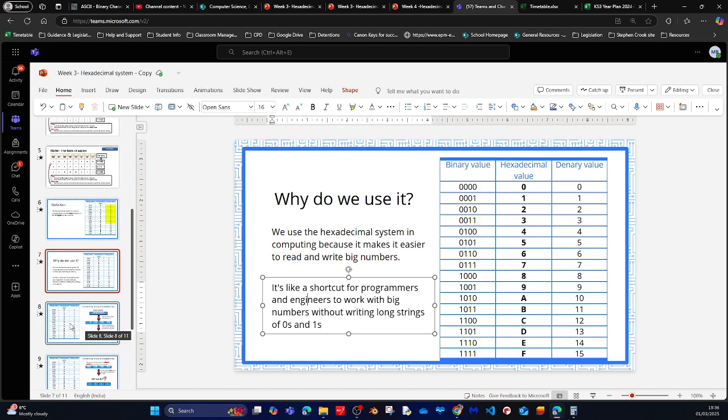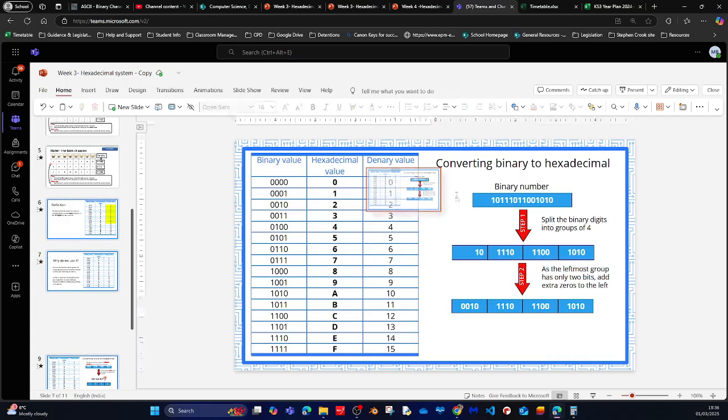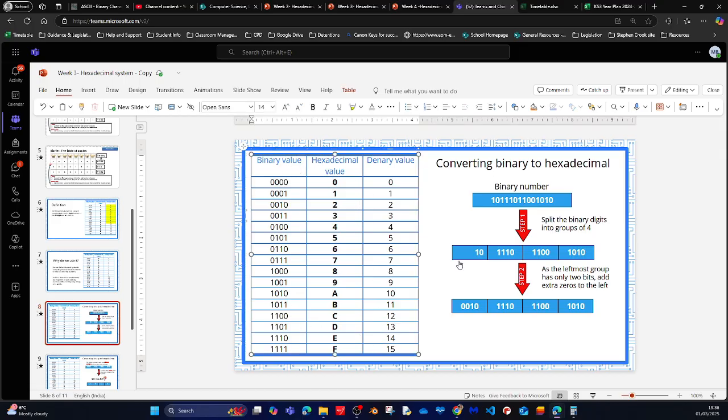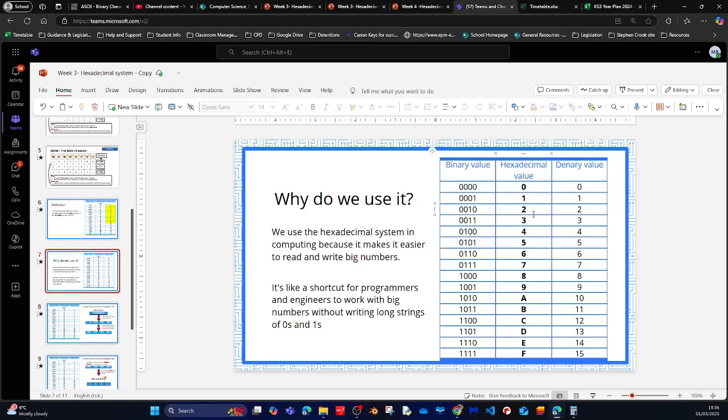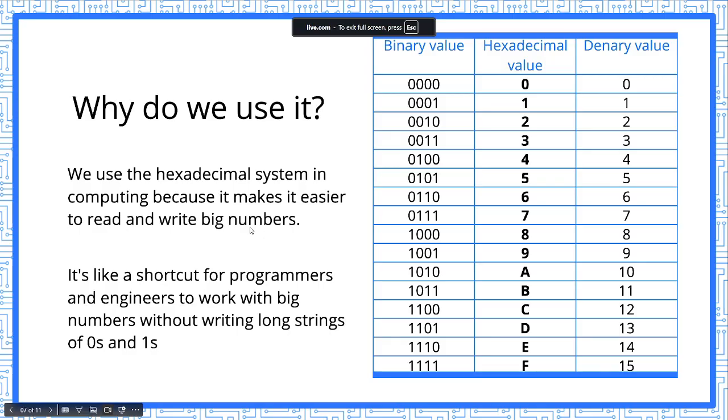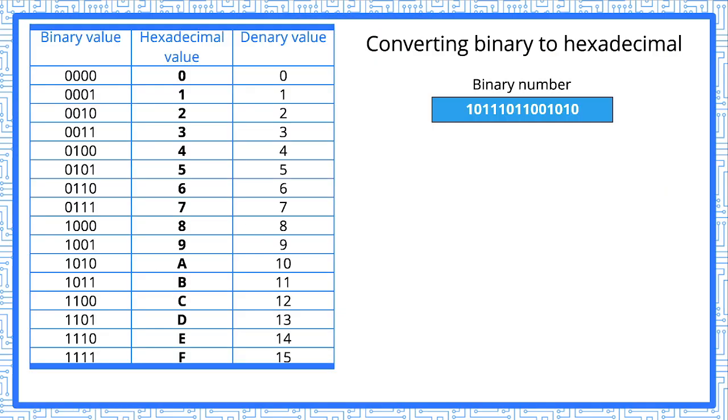So the question to be asked, never be confused: the table will remain the same. This table will remain the same, okay? So the table here again will remain the same. The question is, how do we convert? We need to learn how to convert between binary number and hexadecimal number. So how do we do that? Now you have a binary number, a random binary number, and we want to convert it to hexadecimal.